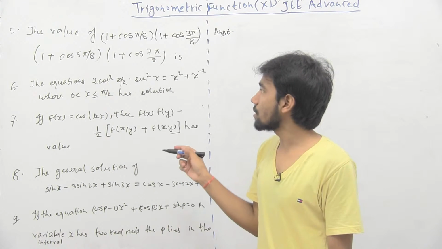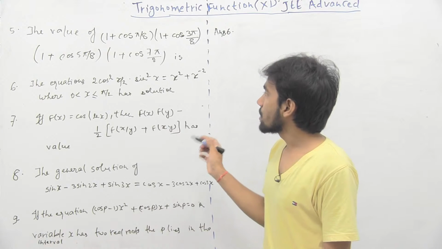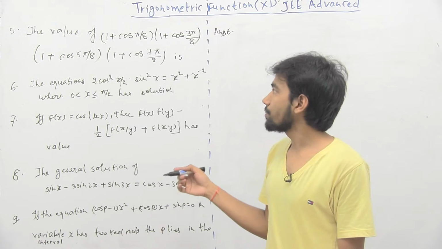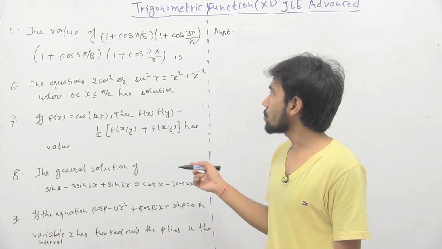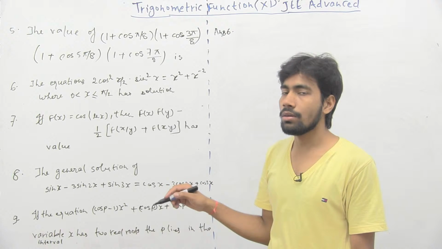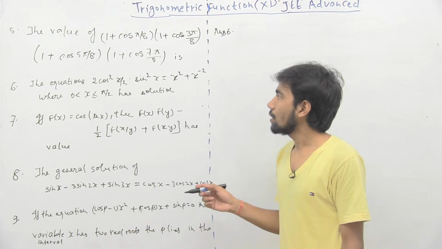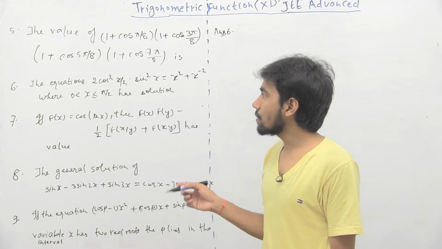Now come to question number 6. An equation is given and we have to find its solution: 2 cos square x by 2 into sin square x equals x square plus x raised to power minus 2, where x lies in the interval 0 to pi by 2.